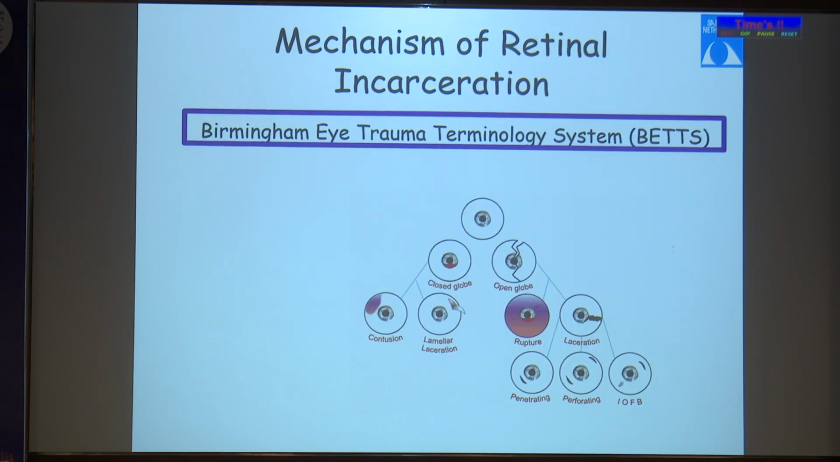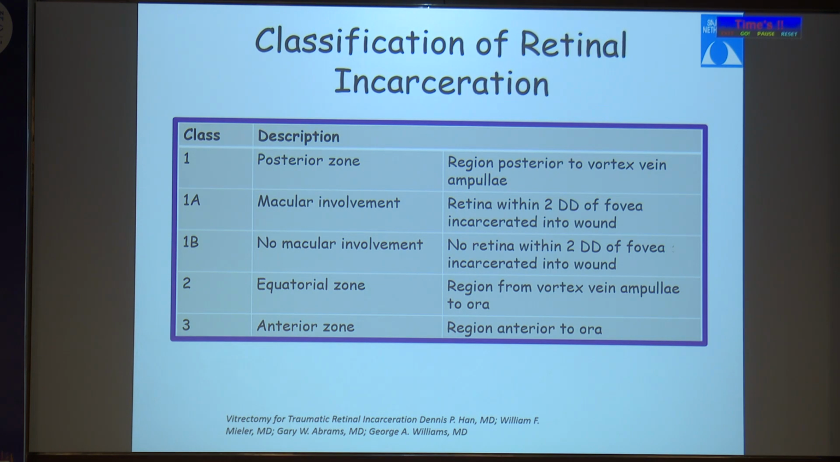Now the mechanisms, I am not going into it. This is not something new. The classification of retinal incarceration is not new, but it's something which we have all forgotten, which we are revisiting today. So what is class 1? Class 1 is anything in the posterior zone. Posterior zone means the region posterior to the vortex vein ampulla. 1A means macular involvement, which means within 2 disc diameters of the fovea, you have an incarcerated wound. 1B is no macular involvement, which means it spares the central 2 disc diameters.